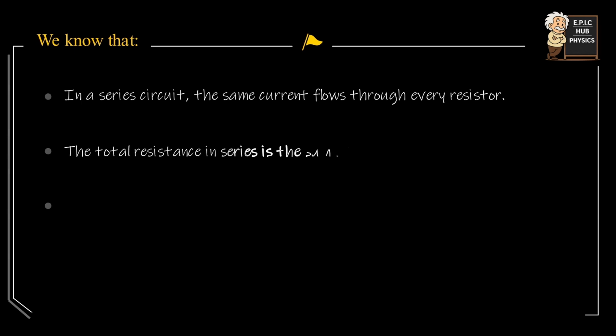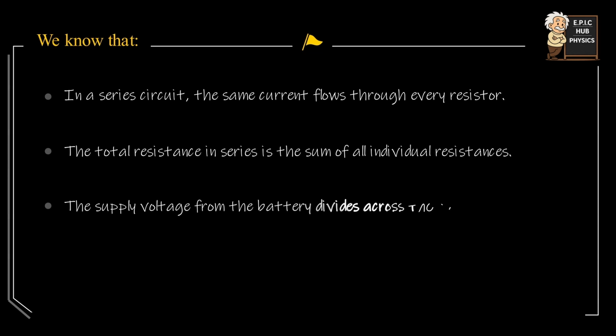The total resistance in a series circuit is the sum of all individual resistances. Therefore, we can calculate the total resistance by simply adding the resistances of the three resistors. The supply voltage from the battery divides across the resistors in proportion to their resistances. That is, a resistor with higher resistance will have a larger share of the total voltage.